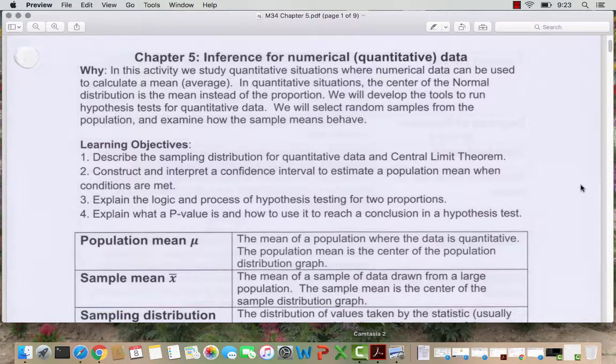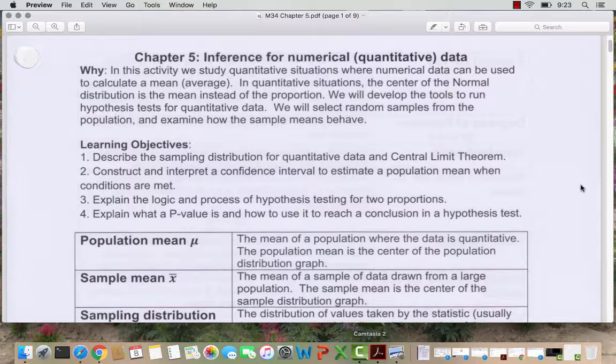Chapter 5, Inference for Numerical, which is quantitative data. In this activity, we're going to look at quantitative situations where we use numerical data to calculate the mean, and we're going to look at how we can make statistical decisions based on the data that we're looking at. So we'll continue with hypothesis testing like we did in Chapter 4.